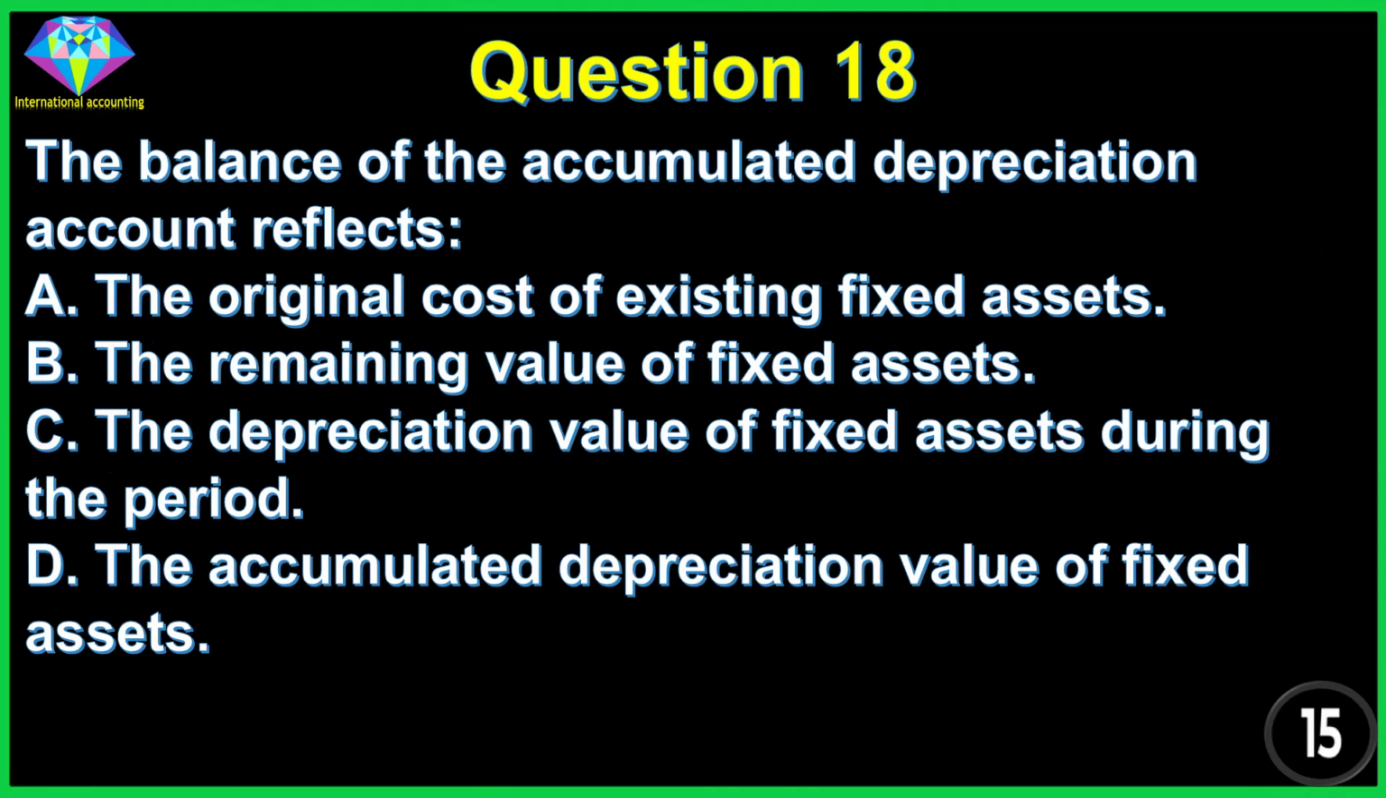The balance of the accumulated depreciation account reflects A. The original cost of existing fixed assets. B. The remaining value of fixed assets. C. The depreciation value of fixed assets during the period. D. The accumulated depreciation value of fixed assets.